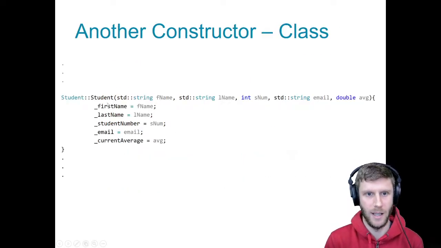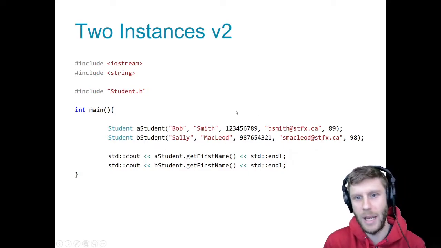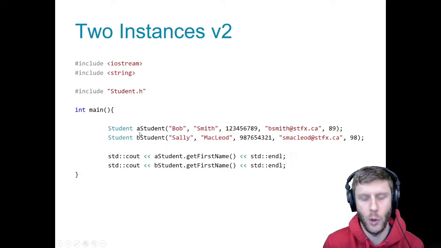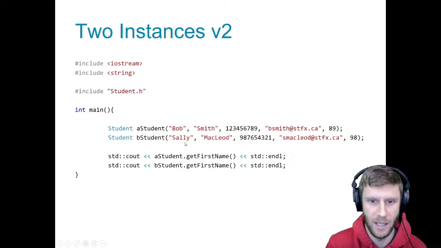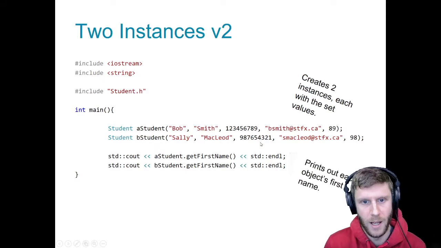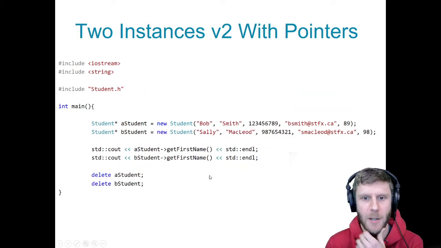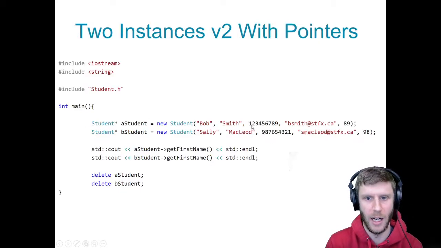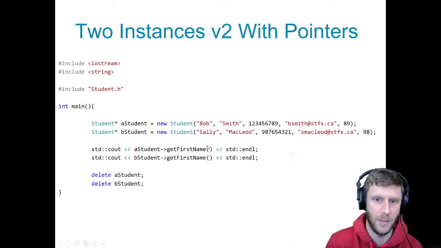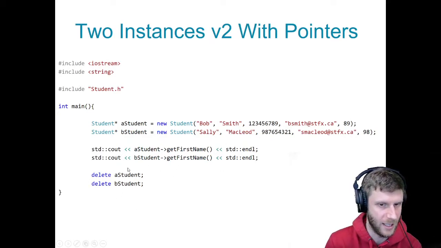Yeah, and then here I am writing it like I just did. Here's an example of me making two in static memory, Bob Smith and then here's Sally as well. It creates two instances, each with the set values, and prints out each first name. And here's an example of doing it with the pointers. Again, this is the way I like to do it. I've made Bob Smith and Sally McLeod, so we should see Bob Smith, Sally McLeod. And of course, I'm being good and deleting these instances after.